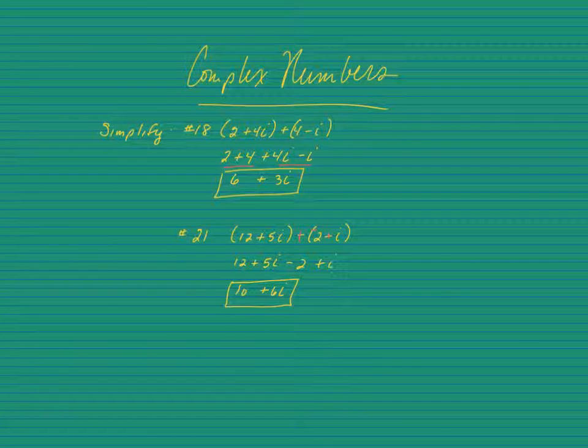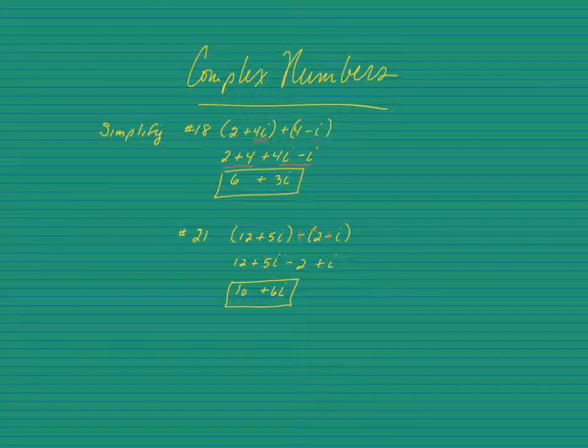Okay, so pulling a couple of examples of complex number problems out of the book, to help go along with our assignment today. Let's talk about number 18, simplify. It says simplify each expression, and it is the binomial 2 plus 4i plus the binomial 4 minus i. So as we look at this, we're going to combine like terms.